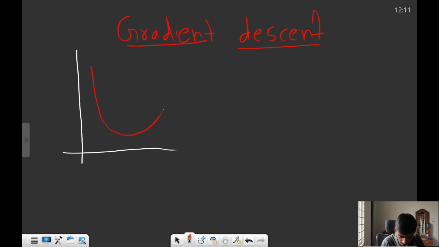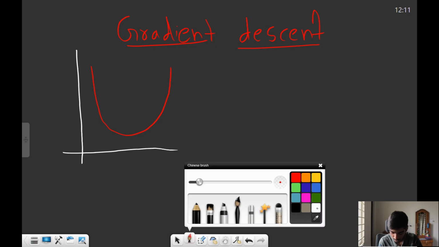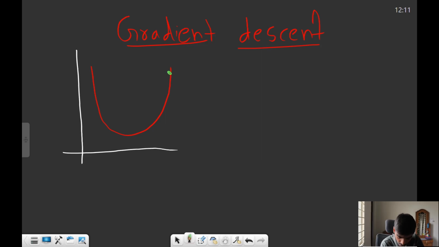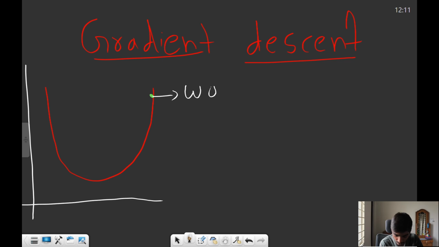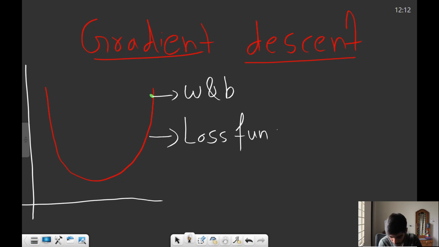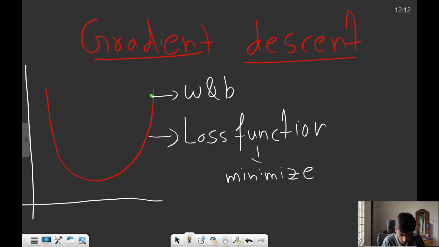Now back to our curve, the quadratic U-shaped curve. Let's consider some point over here. We chose some random values of w and b and got this loss function value after substituting w and b into the equation. Since this is the graph of the loss function and we are trying to minimize it, we need to find its minimum value. In this graph, the minimum occurs at this point. But how do we tell the model to get to that minimum value? For that, we use gradient descent.